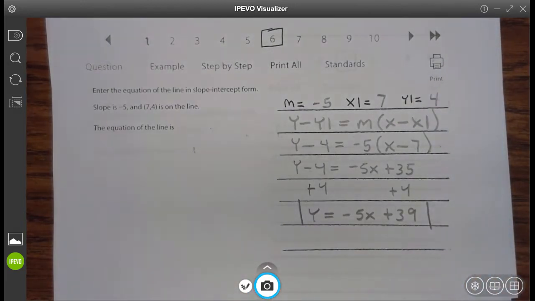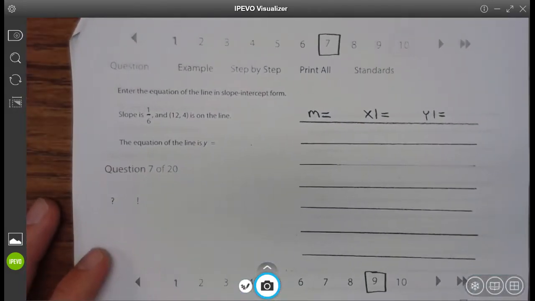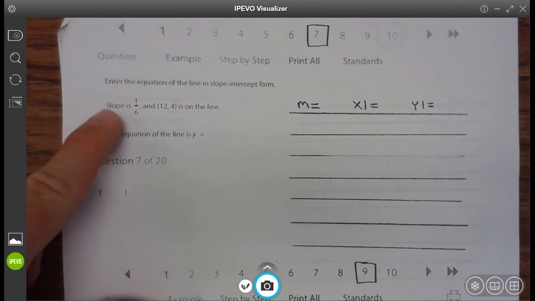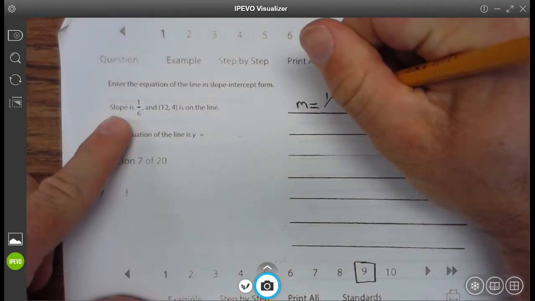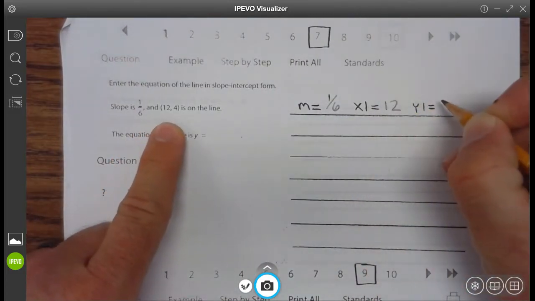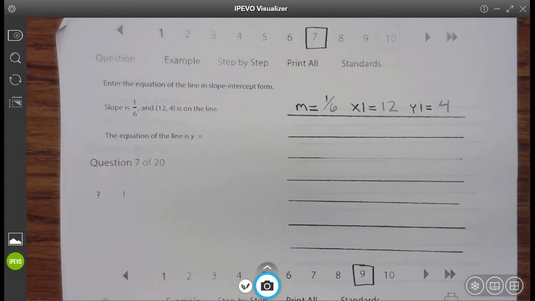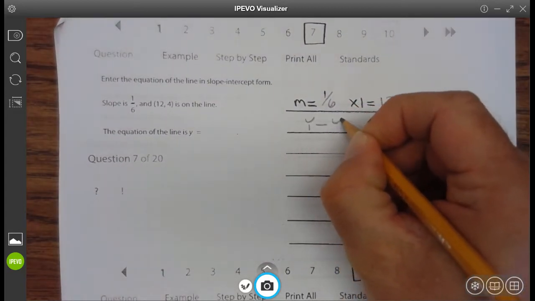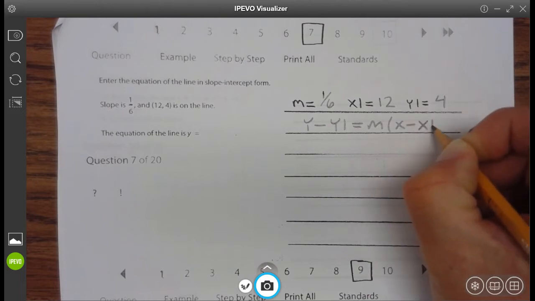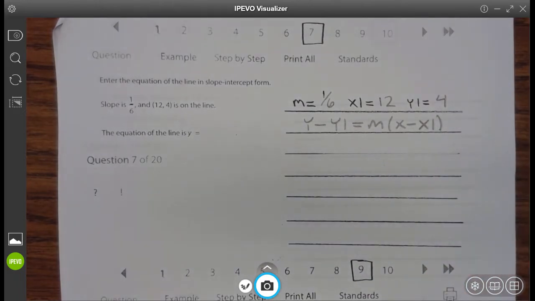All right, let's take a look at the next example. Example 7. Enter the equation of the line in slope-intercept form. So we're given the slope, which is 1/6. We're given a point, which is x1 is 12, y1 is 4. Again, we're going to use the point-slope form. So y minus y1 equals m(x minus x1).